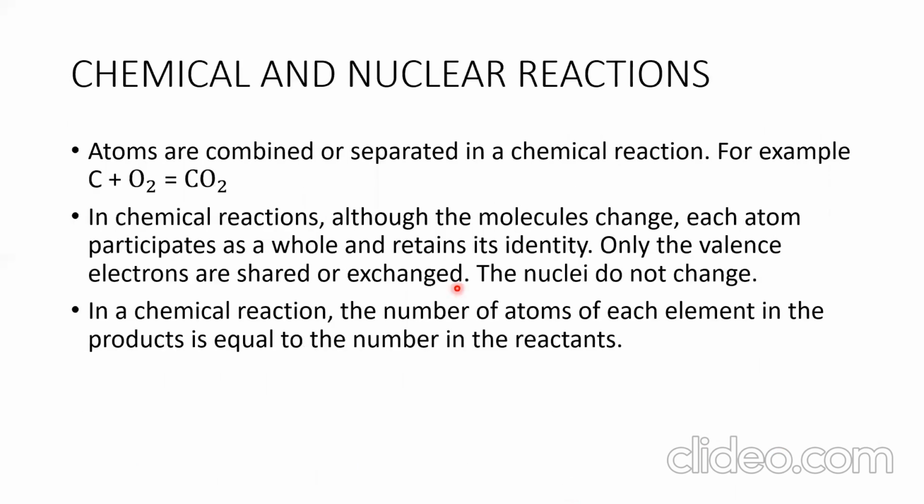Then what is the difference between a chemical and a nuclear reaction or chain reaction? In a chemical reaction, atoms are combined or separated. For example, when carbon is added with oxygen, it forms CO2. C plus O2 is equal to CO2. It is a chemical reaction.